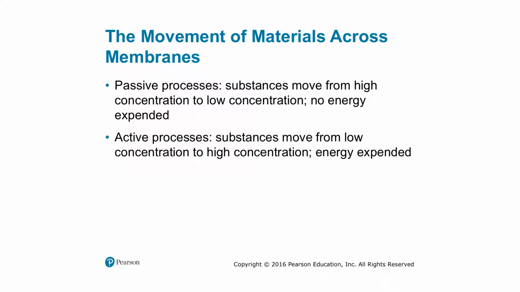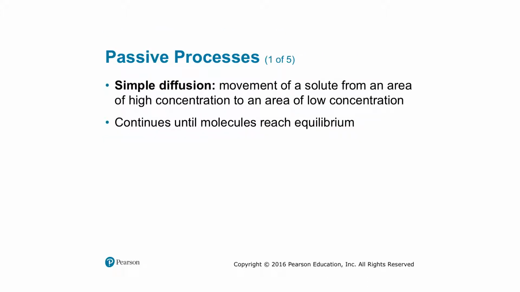Passive processes in the cell membrane are when substances move from high concentration to low concentration and no energy is expended. Active processes are when substances move from low concentration to high concentration and energy has to be used in order for this to happen. So simple diffusion is a passive process, and it's the movement of solute from a high concentration to an area of low concentration. And it continues until the molecules reach equilibrium.